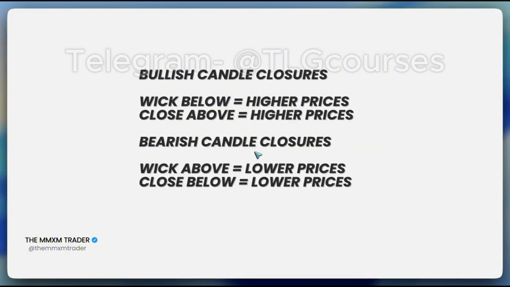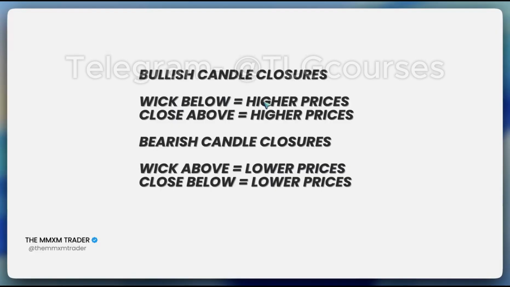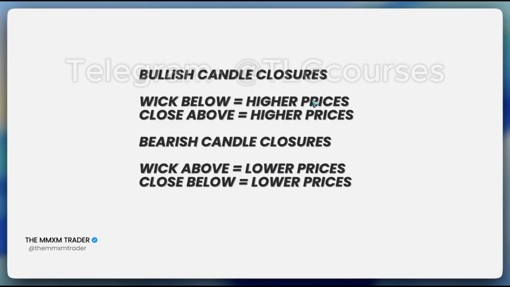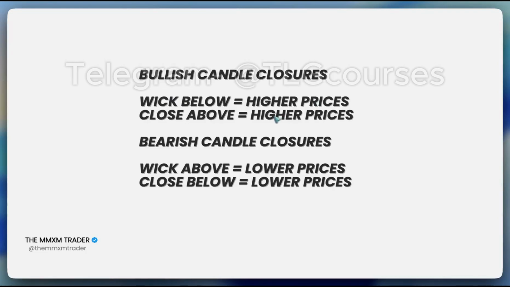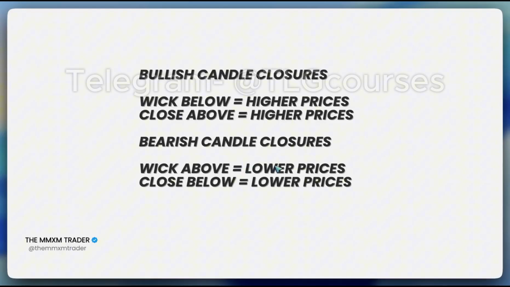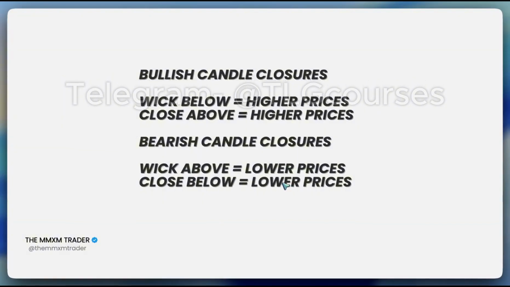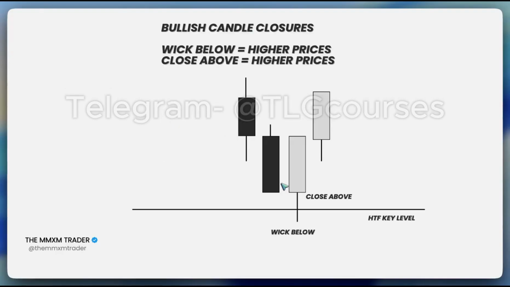So bullish candle closures. Wick below a candle, right, and close within equals higher prices. Close above equals higher prices, right? Bearish candle closures, wick above equals lower prices, and close below equals lower prices. We want to blend this in context and framework with all the previous long-term perspective lessons. When we're blending all of these together, it becomes really, really high probability.